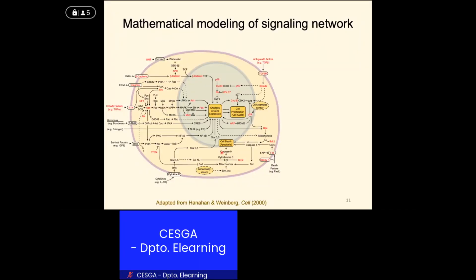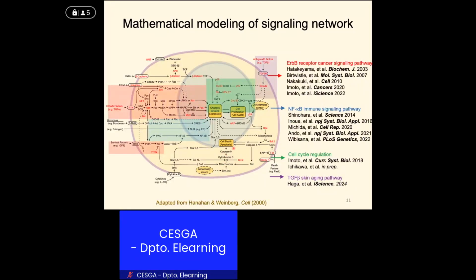So if we can find the rule, then we can manipulate and control the cancer cell to go into cell death or more proliferation or something like that. And we actually studied many kinds of signaling pathways, like the ErbB receptor signaling pathway, which we spent a lot of time on, but also the NF-κB immune signaling. NF-κB is also important for inflammation. And we also studied the cell cycle or TGF-beta.